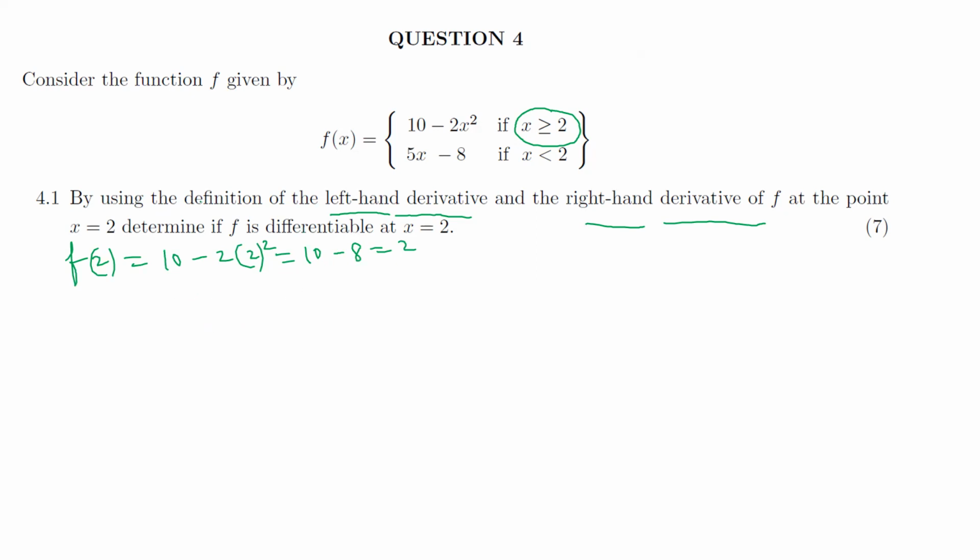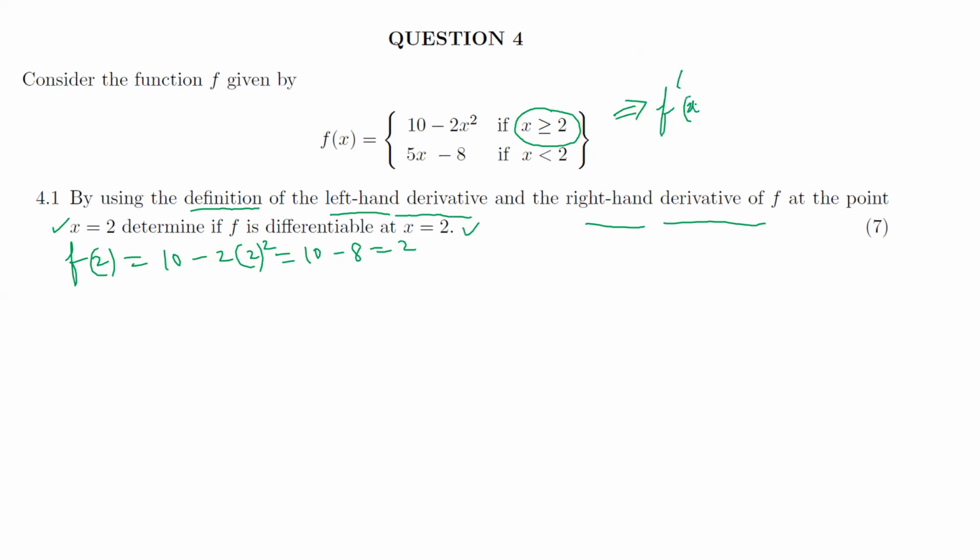By using the definition of the left-hand derivative and the right-hand derivative of f at the point x equal to 2, determine if f is differentiable at x equals 2. For differentiability, we just do the left-hand derivative and then the right-hand derivative, using the definition of these derivatives. But I must indicate that this is too obvious because we can do the derivative straight away.